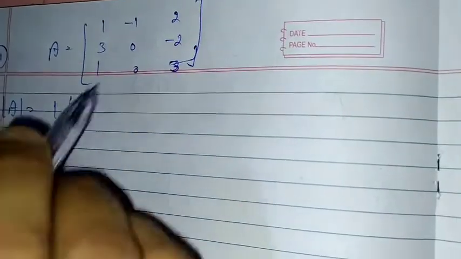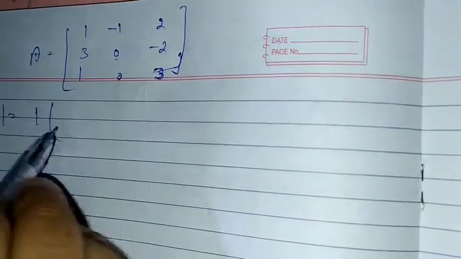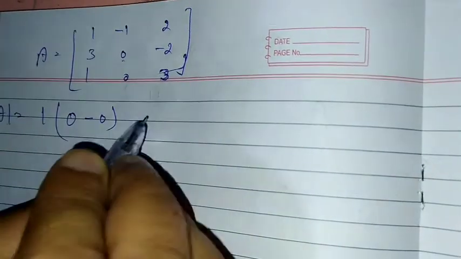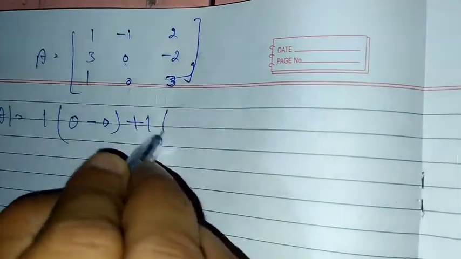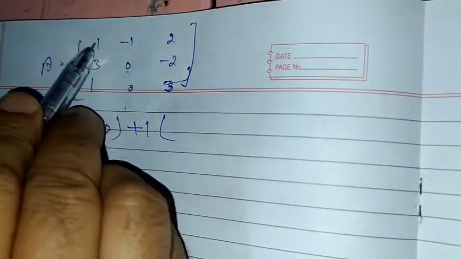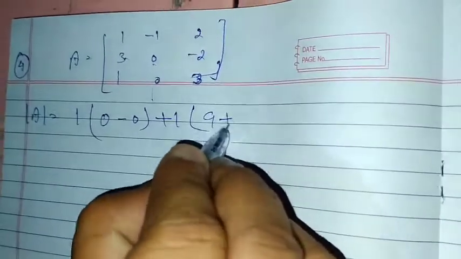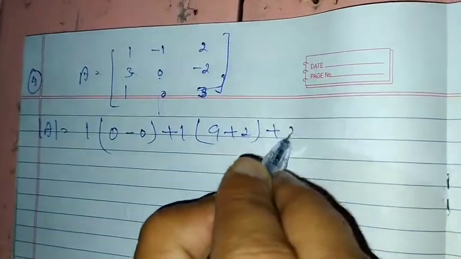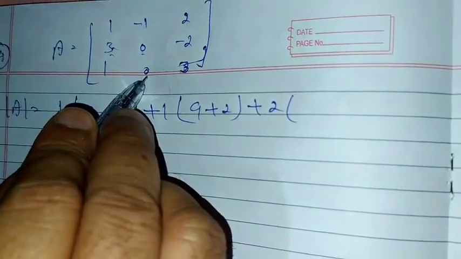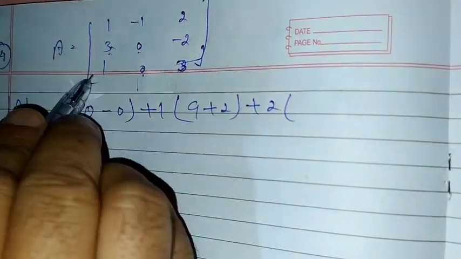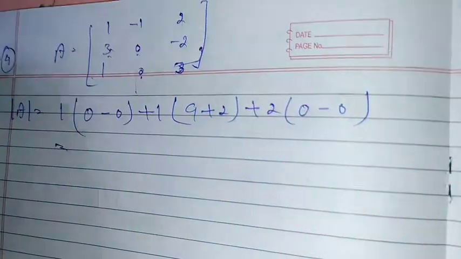Similarly, the second part. Fourth question, determinant of A. Expanding along this row, by 0 minus 0. Here we take minus, plus 1. This column, this row: 9 plus 2, plus 2.